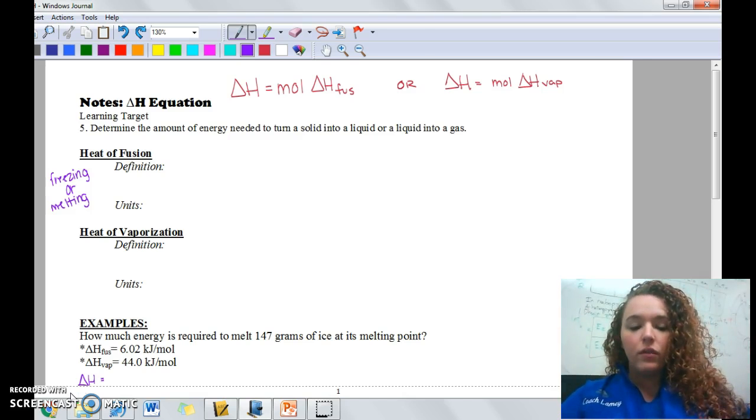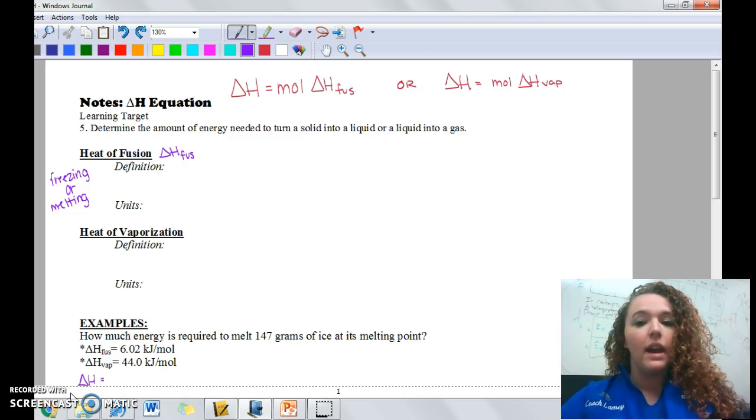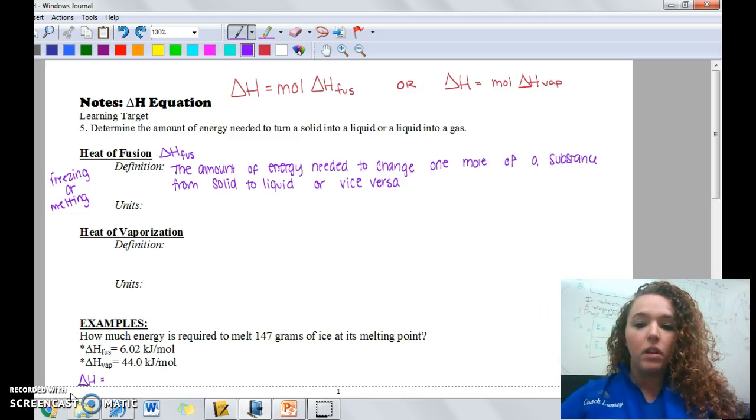So the heat of fusion can be used for melting or freezing, and we use the delta H of fusion to represent that. So heat of fusion is essentially the heat needed to freeze or melt 1 mole of a substance. The units for that are going to be kilojoules per mole.